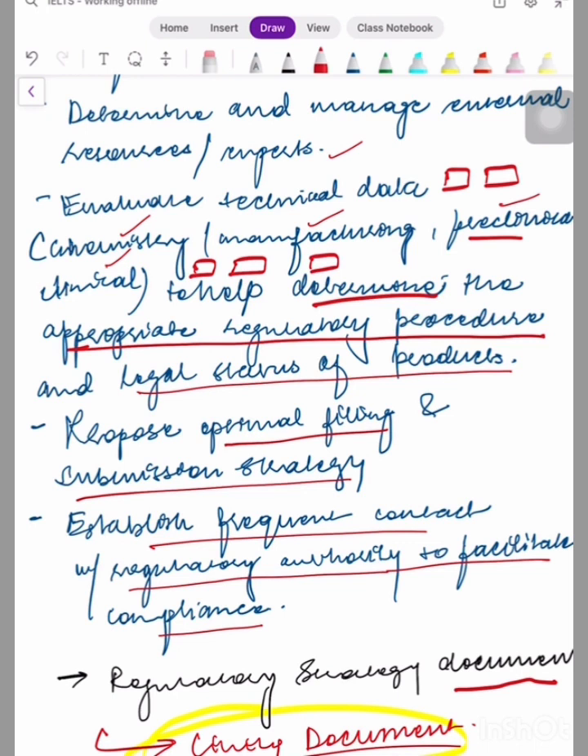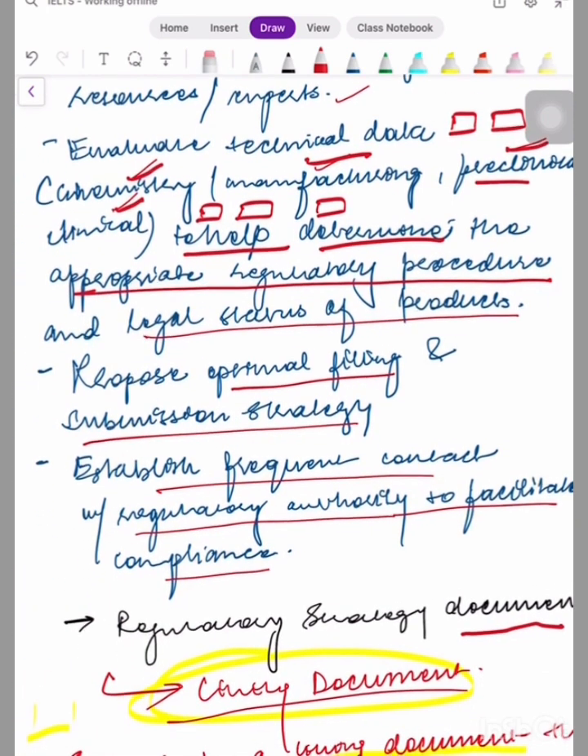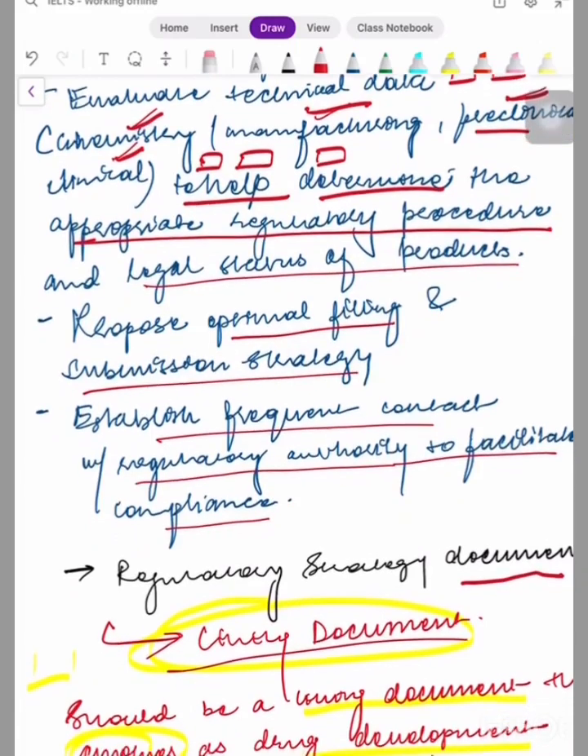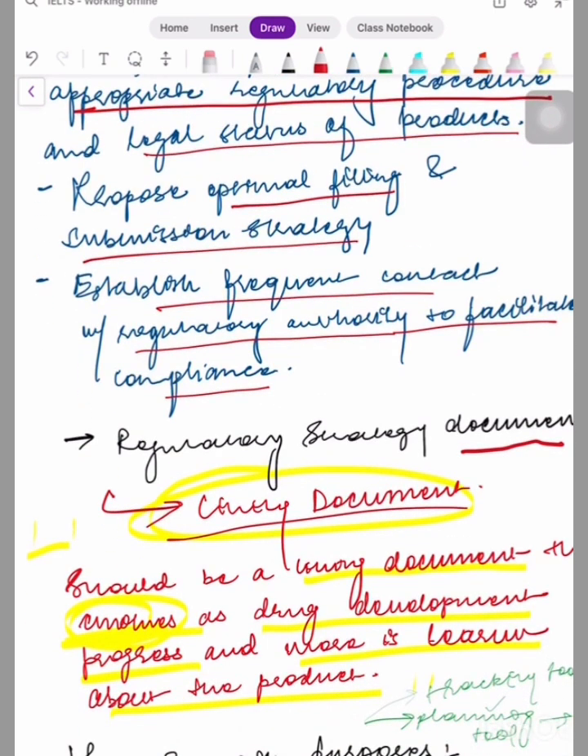That technical data can be chemistry, manufacturing, preclinical or clinical data, and it helps to determine the appropriate regulatory procedure and legal status of the product. What stage my product is at, what would be my regulatory procedure, how would I file the documents, and then propose optimal filing, submission and strategy. So you will have to come up with a strategy for submission and filing.